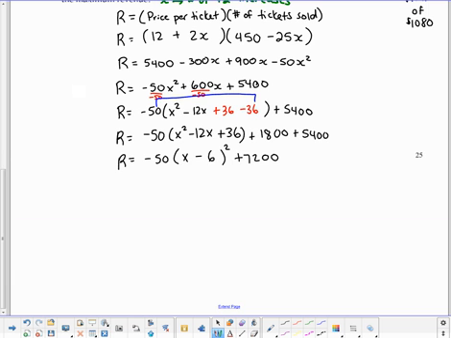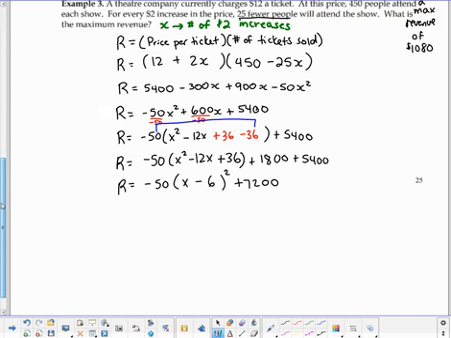So what did this question ask us? What are we actually looking for here? Max revenue. So what's the max revenue?